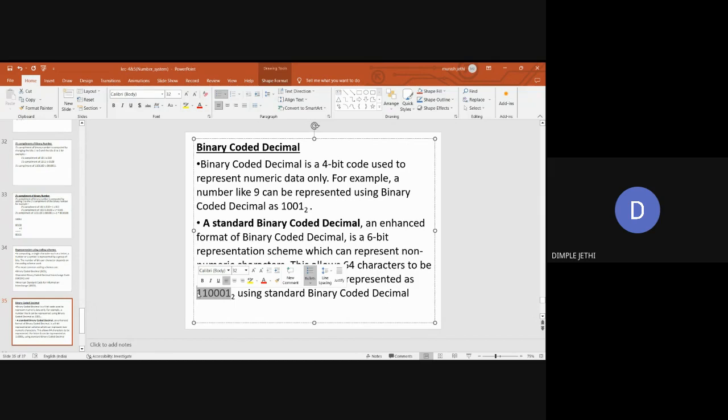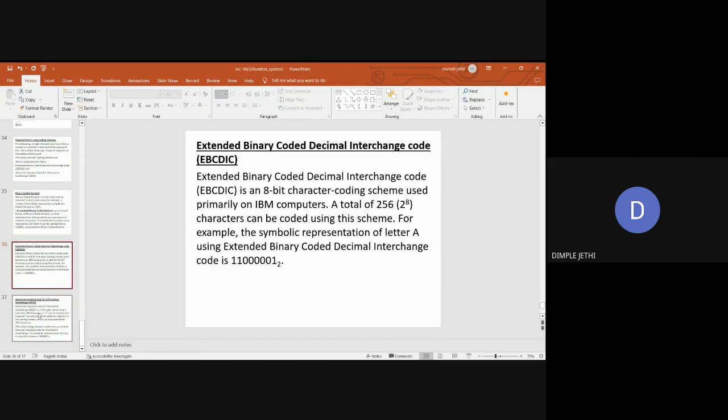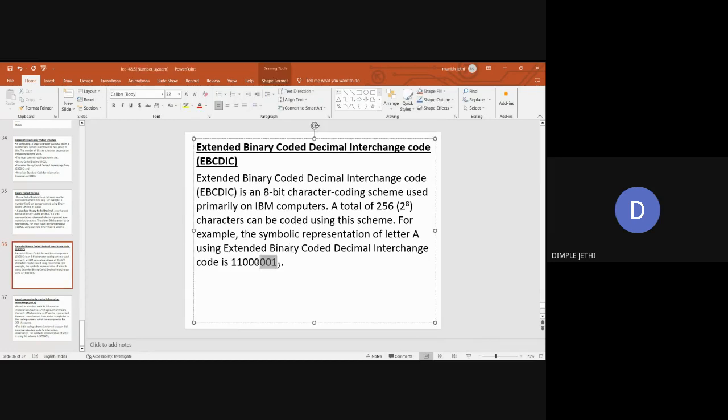So, again, this was not sufficient BCD. So it was improvised and then they made it EBCDIC, this coding scheme, extended binary coded decimal interchange code. It started using 8 bits. You have to represent every number or digit in 8 bits of 0 and 1 code. Okay, now we calculate 8 bits.